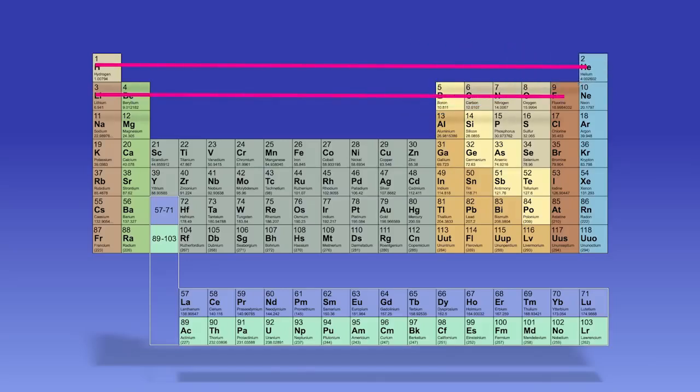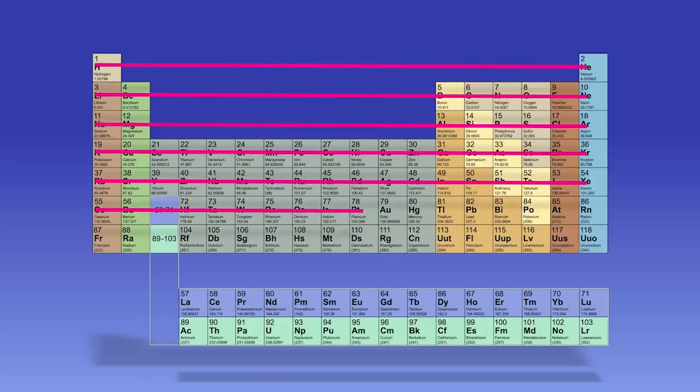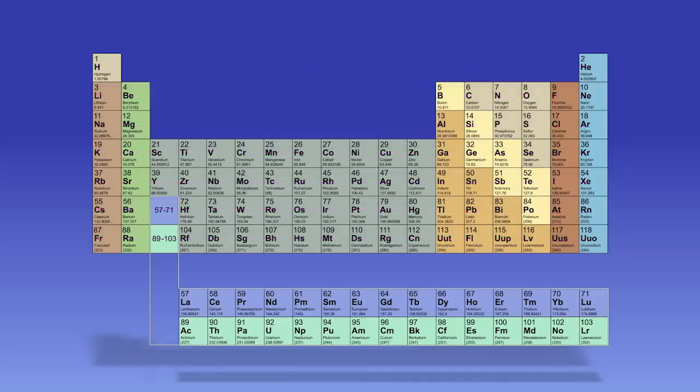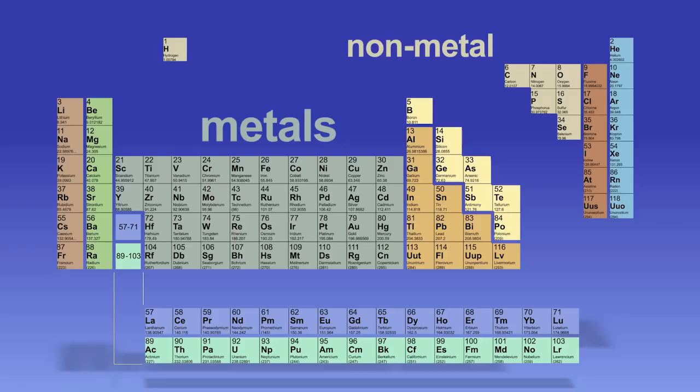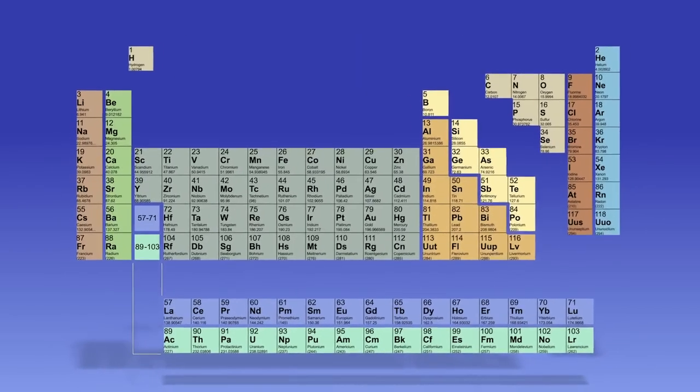The elements are arranged by increasing atomic number. The atomic number displays how many protons are present in the nucleus of the atom. The table is also very colorful. Each box is color-coded to show whether the element is a metal or non-metal, indicating the specific type.